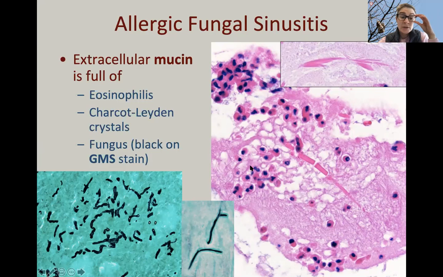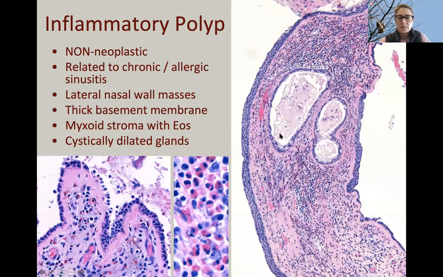Sometimes if you apply a GMS silver stain onto the mucin, you can see that the fungus highlights in black. This is again an extracellular process floating around in the sinus. This is called allergic mucin, and sometimes you see it in response to allergic sinusitis in the tissue.